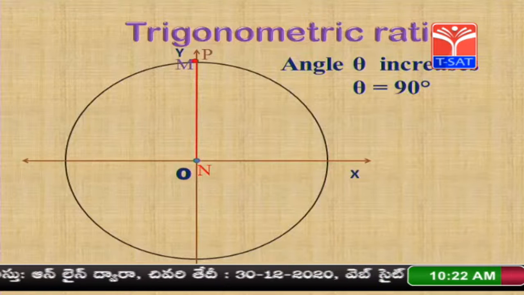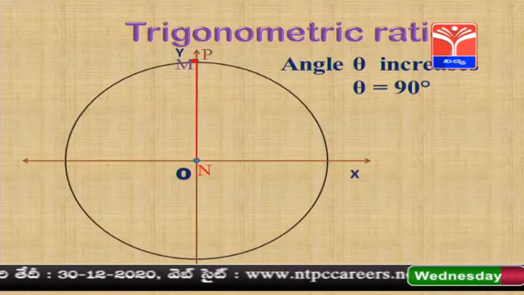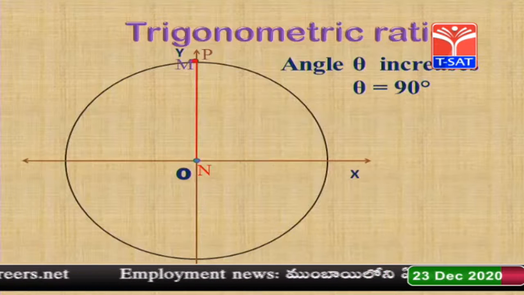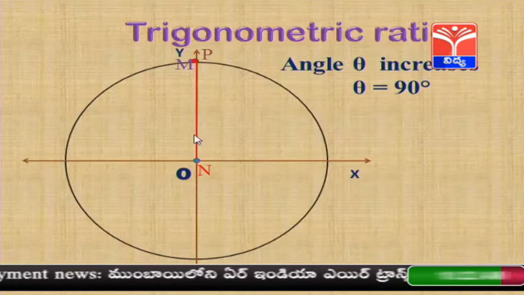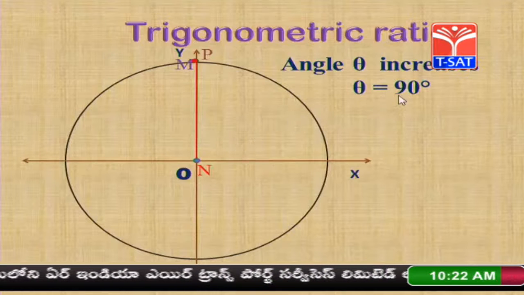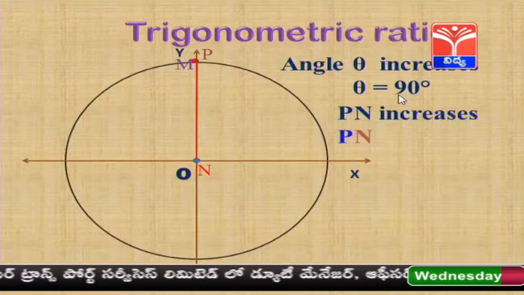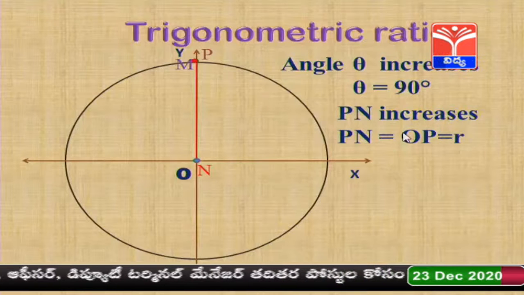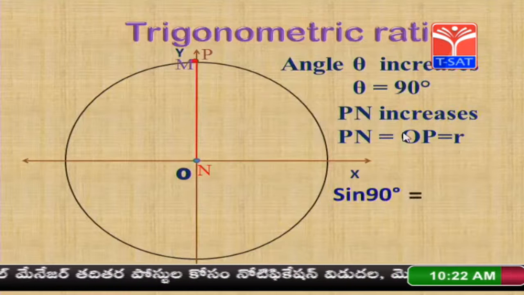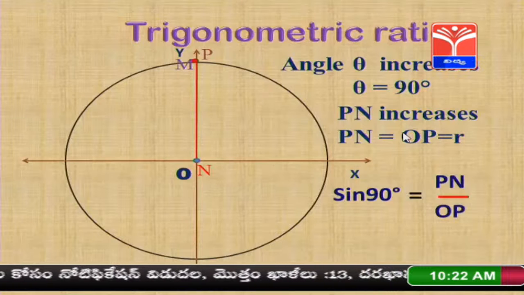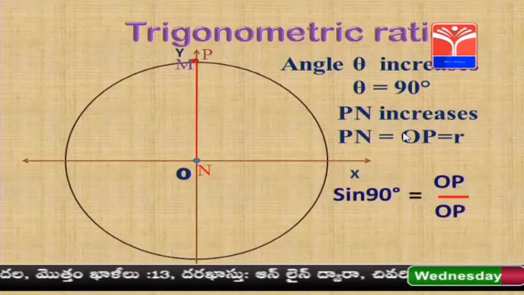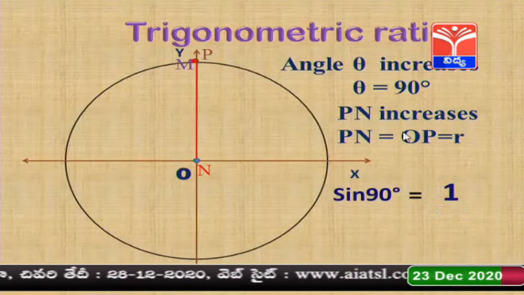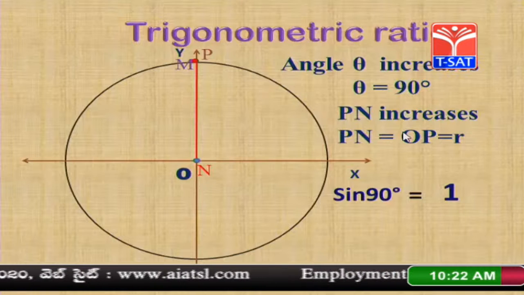Once again I am going to show both P and M are at the same position, O and N are at the same position. That means you are able to see that the angle theta has increased and became 90 degrees. So, now once again we will check with the sin theta. Now P n is equal to how much? O P. So sin 90 degrees is equal to P n by O P, where P n is equal to O P, that means O P by O P is equal to 1. So, sin 90 degrees is equal to the value of 1.